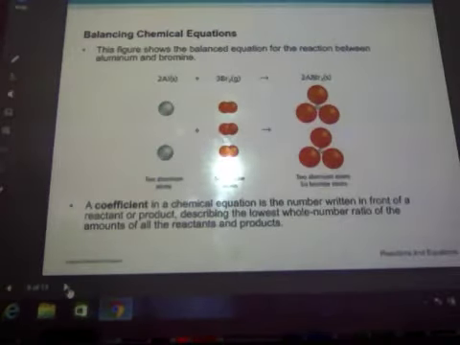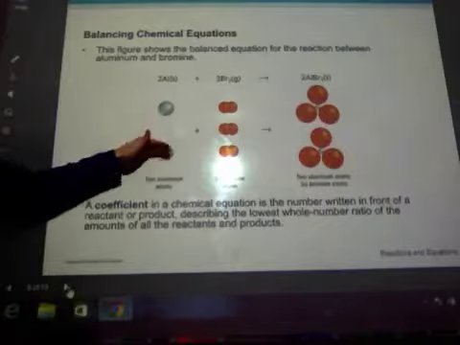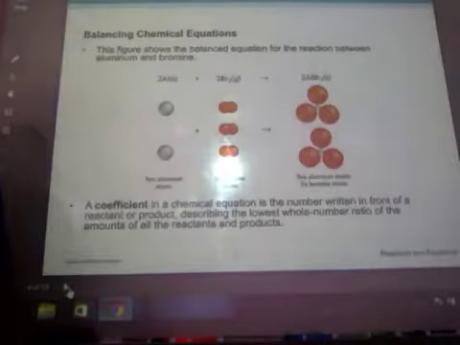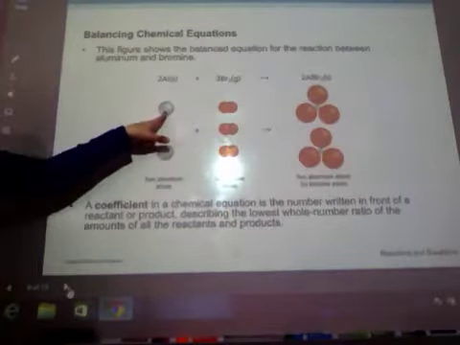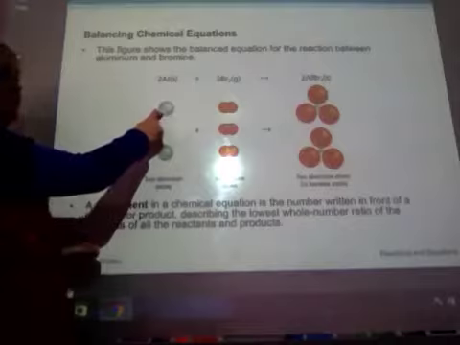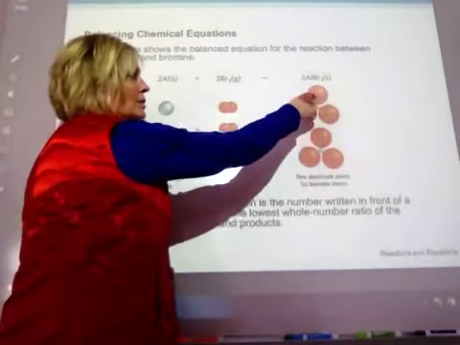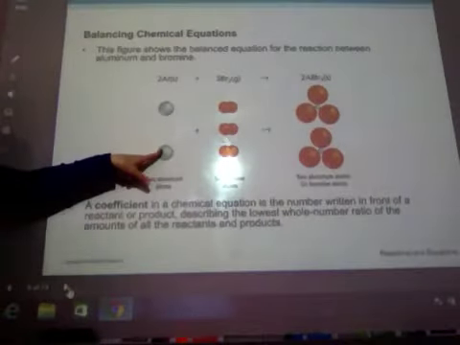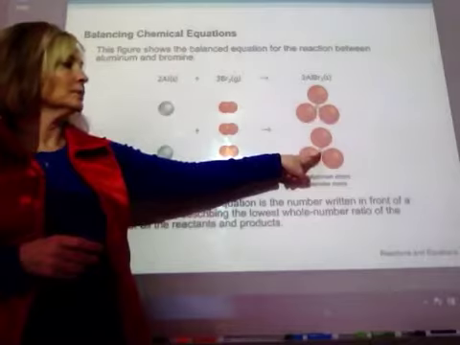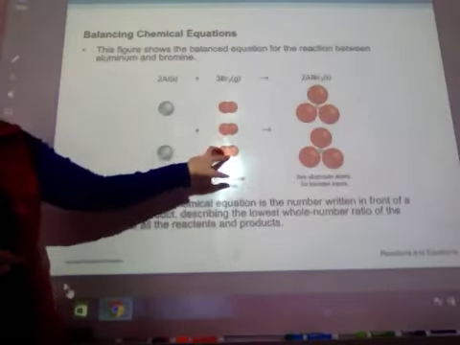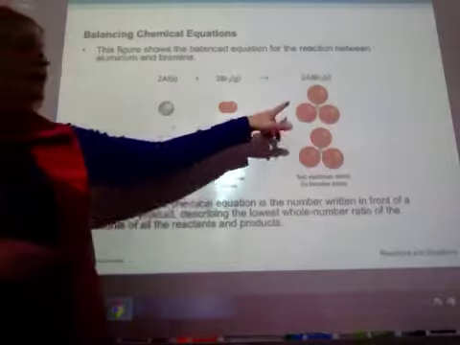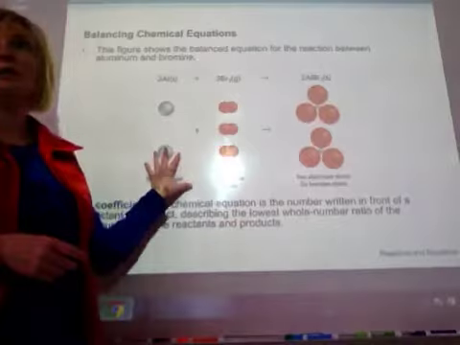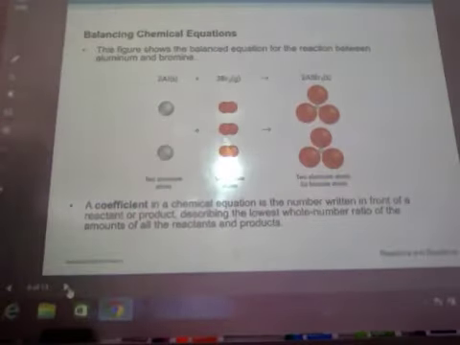When we balance equations, we show how we make it equal, because, like I said, I can't create something new. I can rearrange things, so this aluminum was by itself, and now it bonds with 3 bromine, so I can rearrange them. But if I start with 2 aluminum, I need to end with 2 aluminum. If I start with 2, 4, 6 atoms of bromine, I need to end with 6 atoms of bromine. Whatever I start with, I have to always end with.